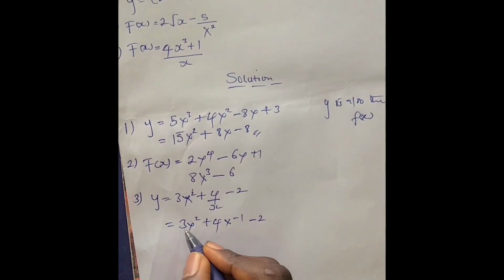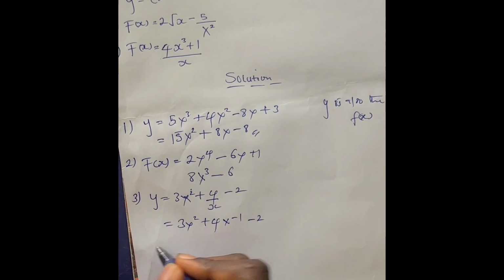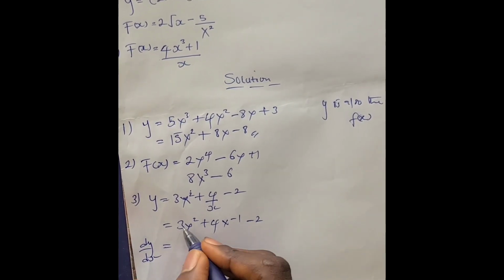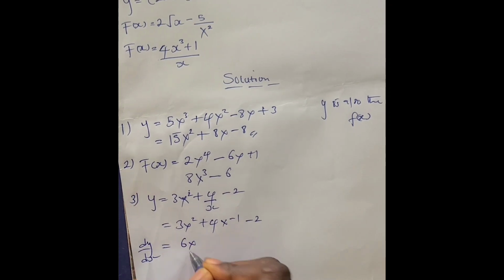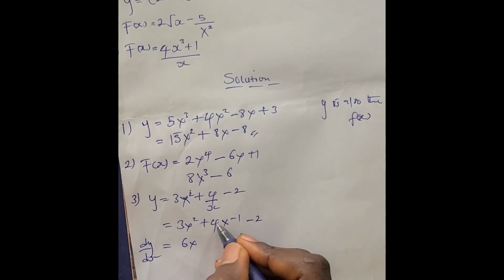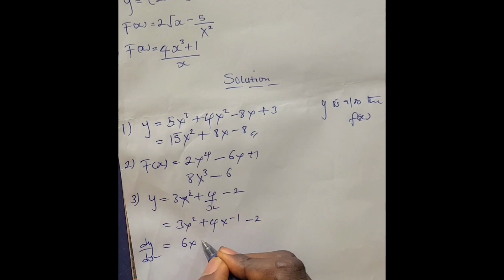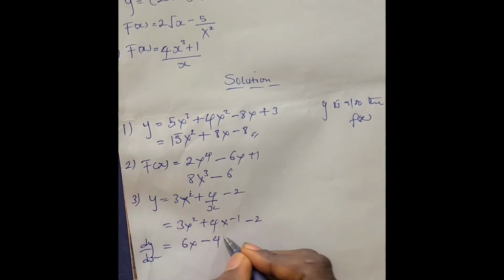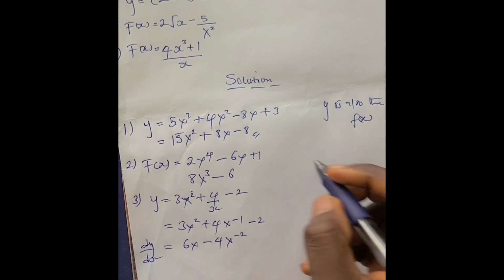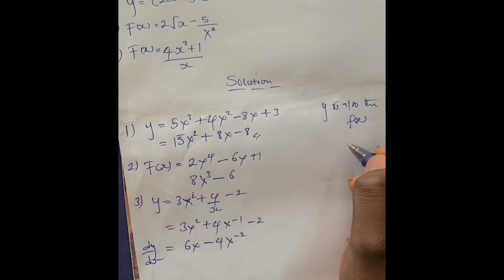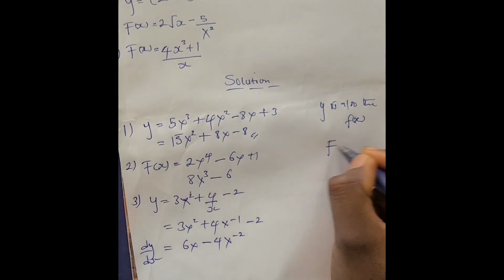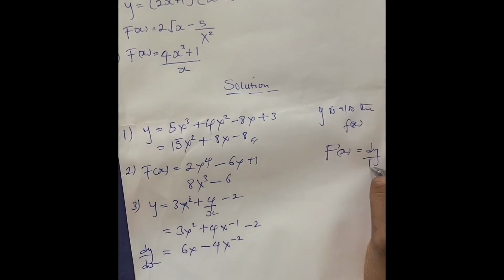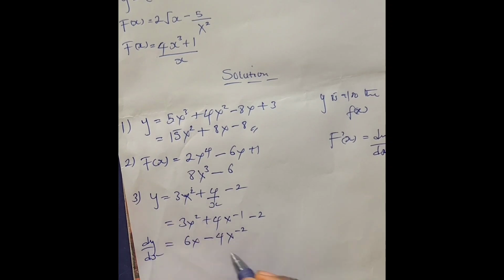So I multiply 3. You can say dy dx is equal to 3 multiplied by 2 will give you 6. Subtract 1, you have 1. So 4 multiplied by minus 1, you will have minus 4. And when you subtract another 1 from minus 1, you have minus 2, right? And constant, I forgot to tell you, constant is 0 in differentiation. Remember, f prime of x is also the same thing as dy dx, right? So this is the answer for question 3.